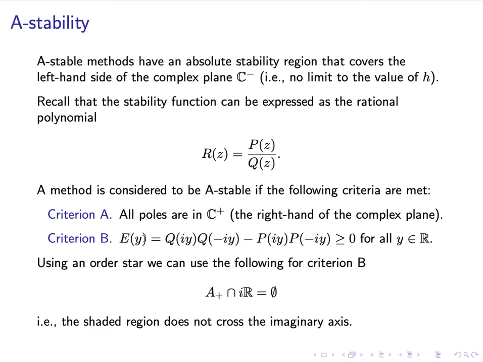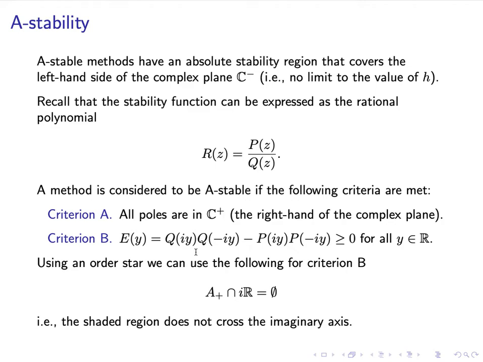We also have this criterion, so we define a function E(y), which is given here, and if this is greater than or equal to 0, then criterion B is satisfied. If both A and B are satisfied, it means we have an A-stable method. The problem is with criterion B. Criterion A is quite easy to check. We simply find the roots of Q, and if they have positive real values, criterion A is satisfied. Criterion B does require some quite complex algebra in places.